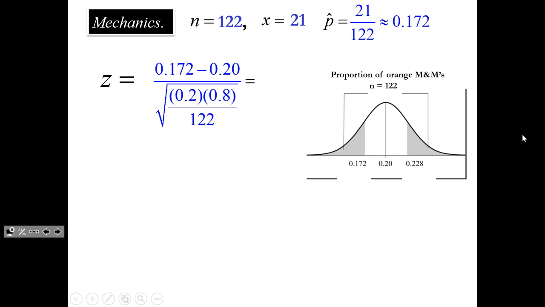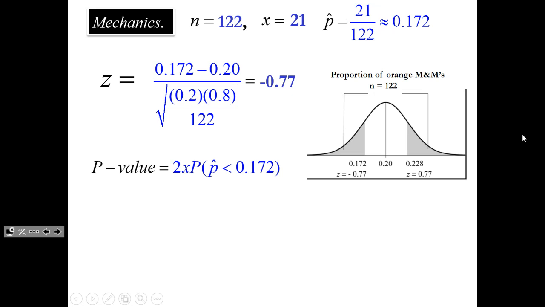In my z-score, though, I only use the lower one. So 0.172, my p hat, minus my p, divided by my standard error of p, gives a z-score of negative 0.77. That means my upper side, because it's symmetrical, is going to be positive 0.77. Nice symmetrical curves. So since both those areas are the same, I'm just going to double one of my areas.